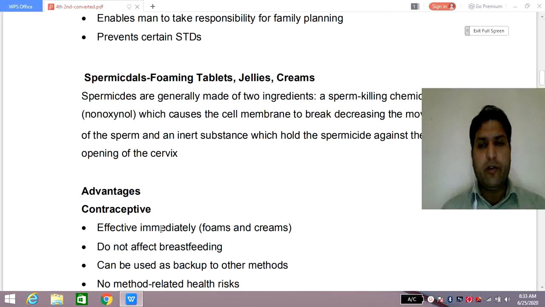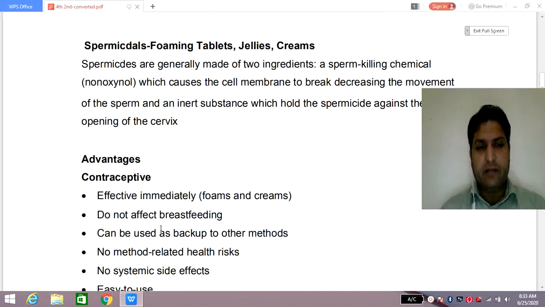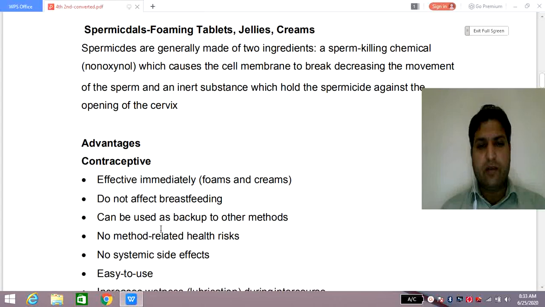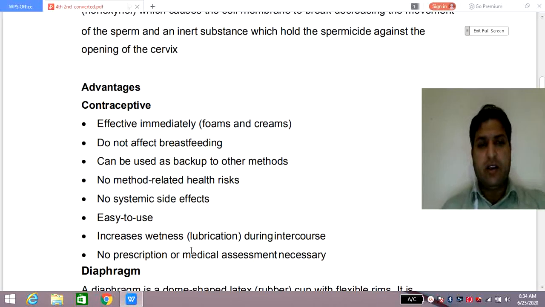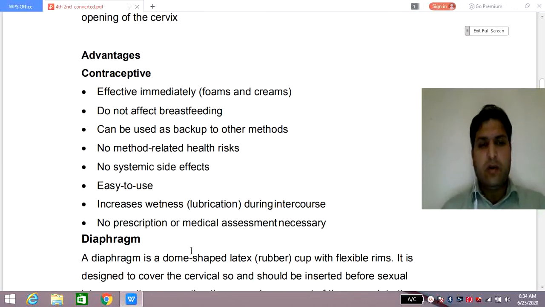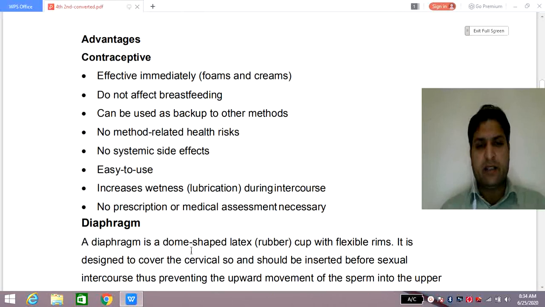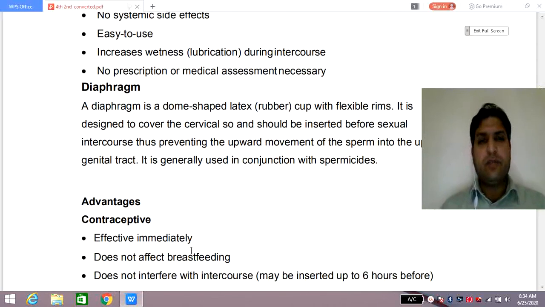So from the advantage point of view: effective immediately, does not affect the breastfeeding mechanism, can be used as backup to other methods. Yes, no method-related health risk, no systemic side effect as already mentioned, easy to use, increased wetness, increased lubrication during intercourse, no prescription or medical assessment necessary. So it's very important.